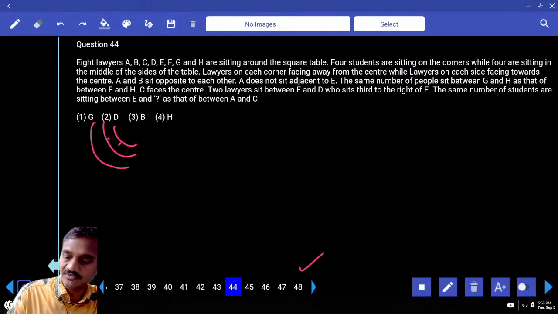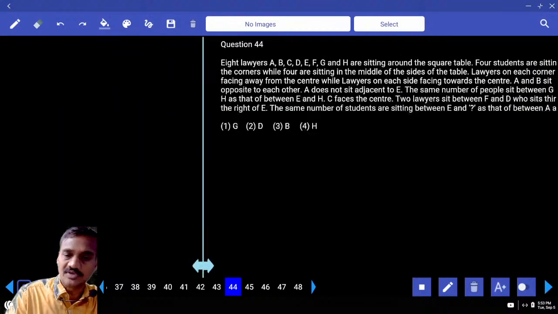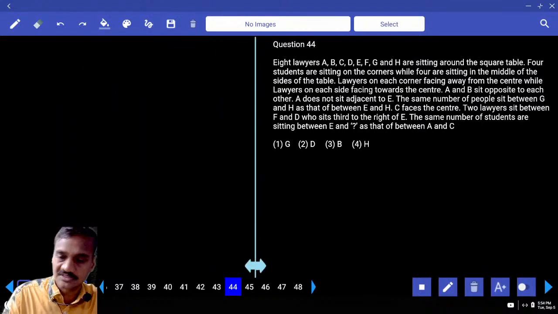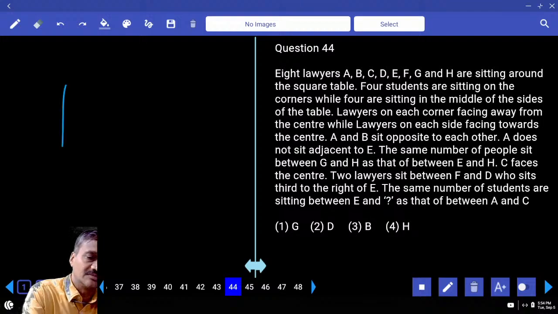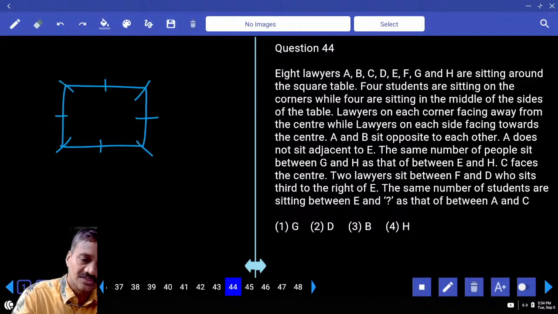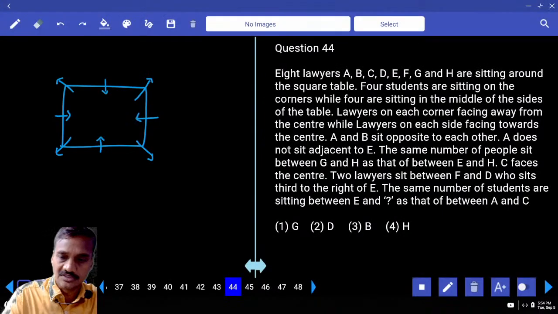Then next one, 44. Now in this question number 44, how many persons are there? There are 8 lawyers. These 8 lawyers were seated around a square table, 4 at the centers and 4 at the corners. The persons who are at the corners are facing away from the center, and the ones at the centers are facing towards the center.